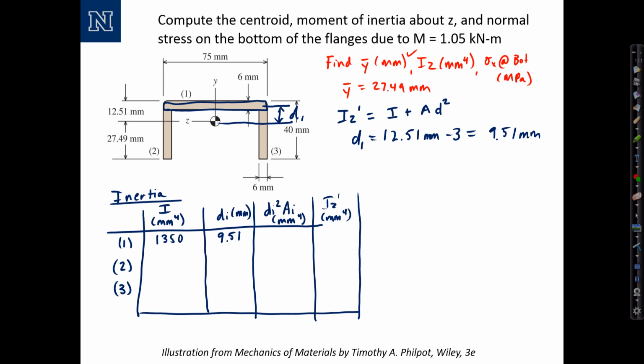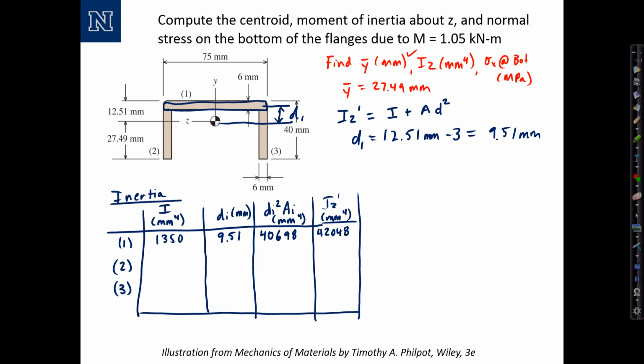Then d sub i squared times A sub i. We computed A sub i in the previous video to be 450 millimeters squared. Multiply that by d squared, which gives 40,698 millimeters to the fourth. Adding the first and the third column, we get an Iz prime of 42,048 millimeters to the fourth.